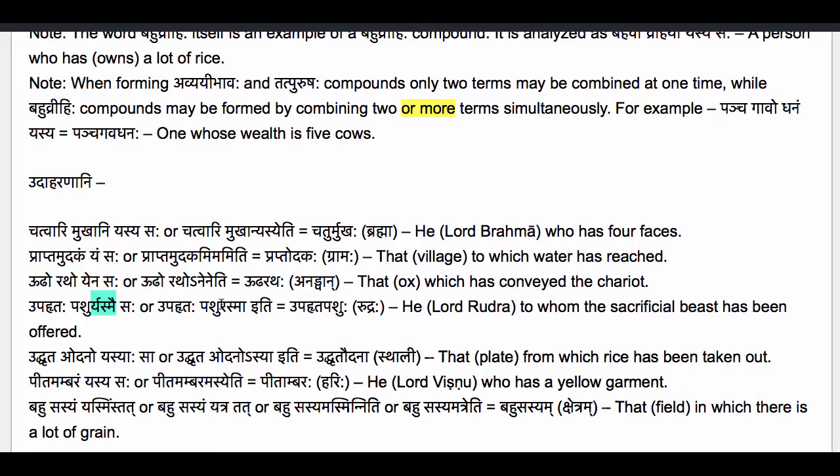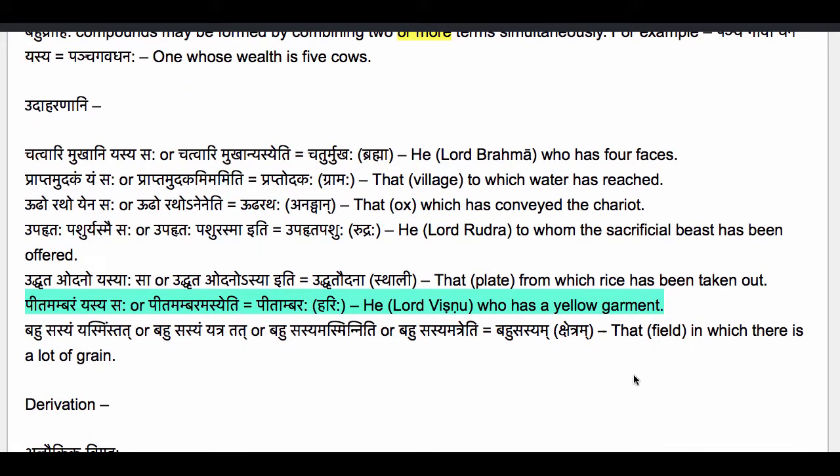Similarly, Udhrataha Odanaha Yasyaha Sa Athava Udhrataha Odanaha Asyaha Iti Udhrataudana Sthali. That plate from which rice has been taken out. Here the Anyapadam has taken the fifth case ending in the Vigraha Vakyam. So we have Yasyaha or Asyaha. Similarly, next example, Pitam ambaram yasya saha or Pitam ambaram asya iti. Pitambaraha Harihi. He, Lord Vishnu, who has a yellow garment. Here the Anya Padam has taken the sixth case ending.